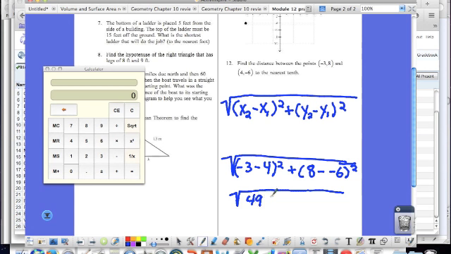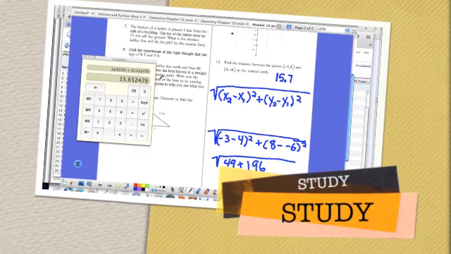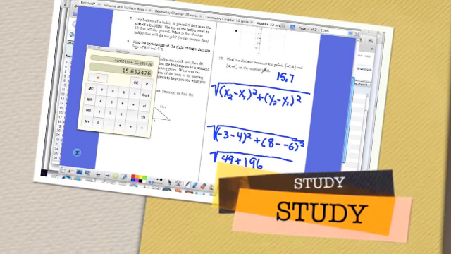Plus, remember, 8 minus negative 6 is the same as 8 plus 6, which is what? 14. 14 squared is 196. We just did it, right? So what is 196 plus 49? 245. Okay, square root it. And they say to the nearest tenth. So 15.5. It's not 0.5, this is 0.7. It's in between 6 and 7. It's 15.7.